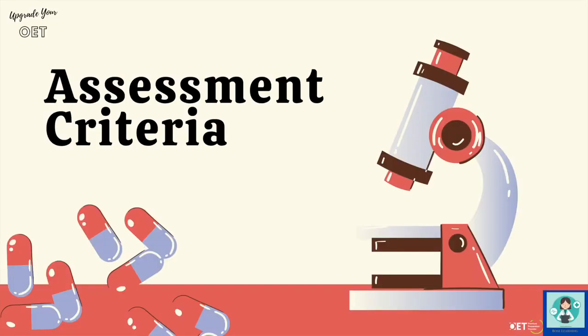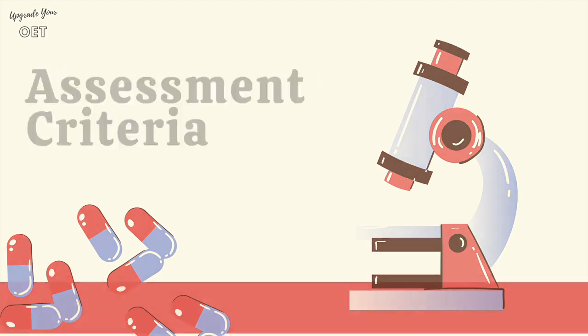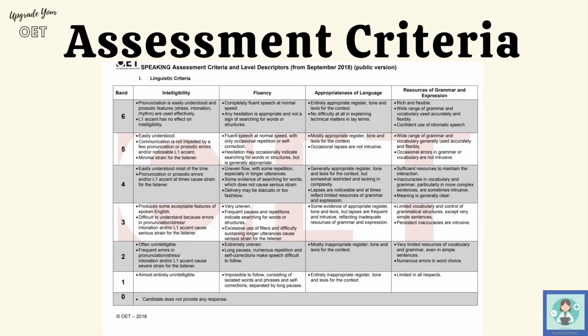Okay, so let's take a look at the assessment criteria. In this video, we're not going to go through everything with a fine tooth comb, but we're just going to be looking a little bit more microscopically at the things that do make that difference, that send students up to that 400 band score grade.